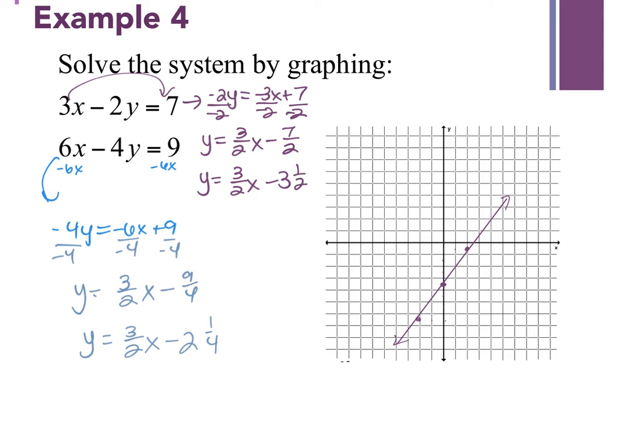I would go graph that. 2 and 1/4 would be here. Slope: up 1, 2, 3, over 2, or down 3, over 2. What do we notice about the slopes of these? They are the same, so these would be parallel. So what's my answer here? No solution. And WebAssign literally says to write the whole word, no solutions. I think it's no spaces, but it's in the instructions.